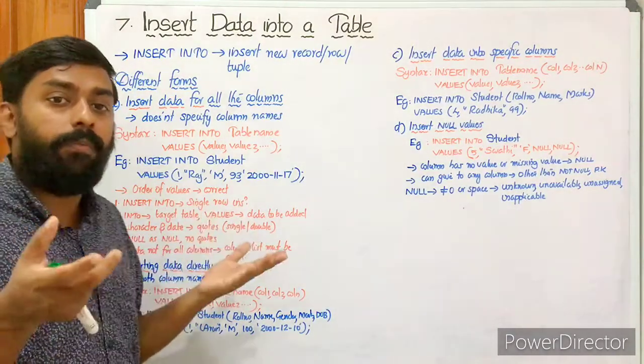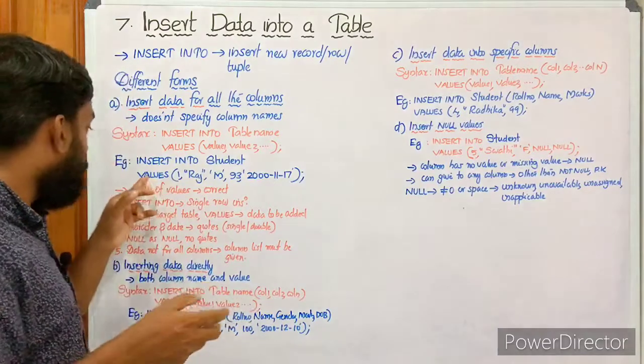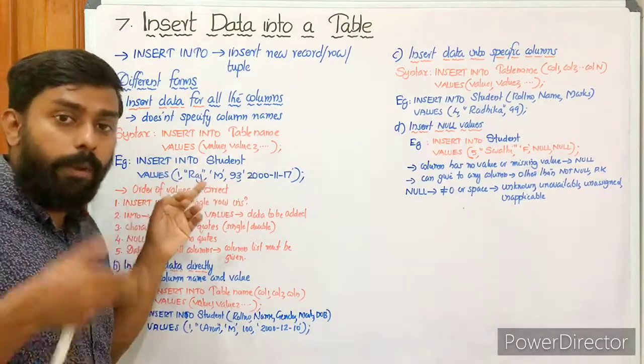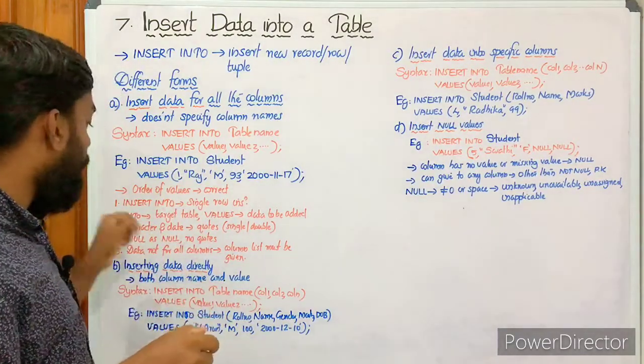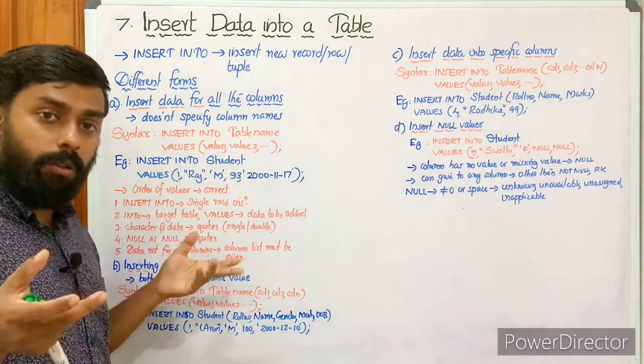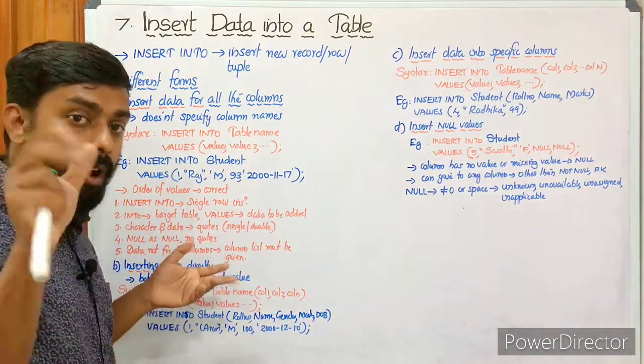Then values. After values we specify the values to be added. After values you can see 1, Raj. These are the values to be added. Then character and date values must be in quotes, either single quotes or double quotes.